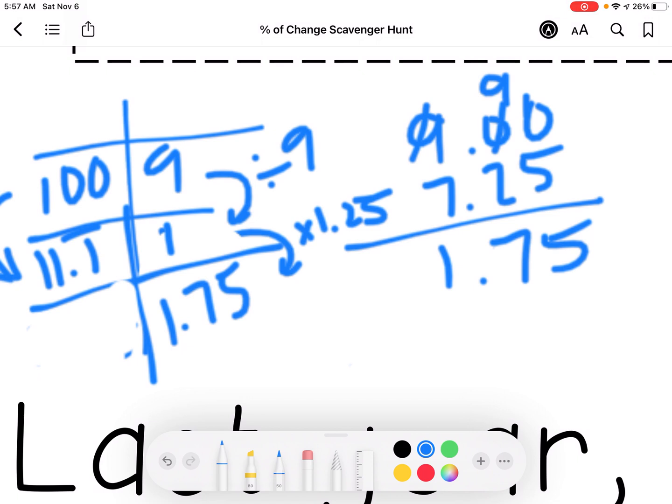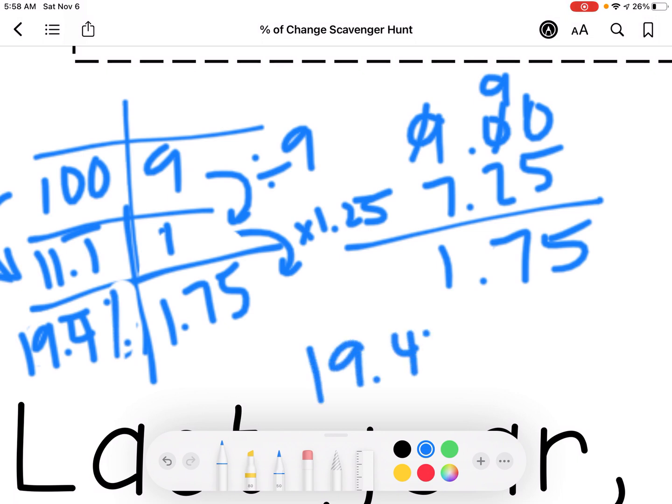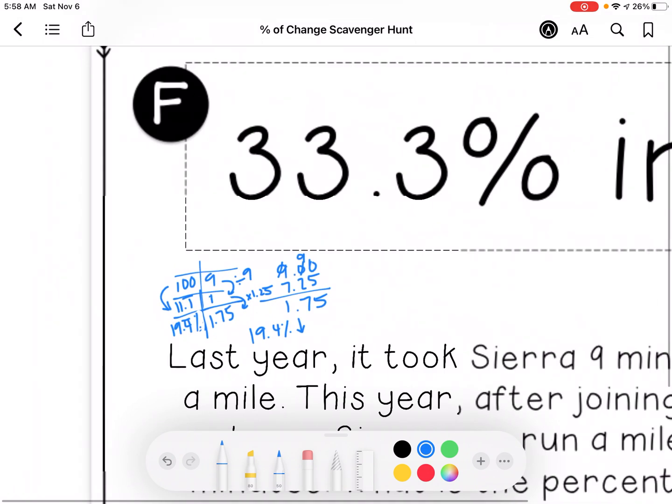Okay, so I'm going to do 100 divided by 9 in my calculator. And now I'm going to multiply by 1.75. There we go. Now I get 19.4 repeating percent. So it's a 19.4% decrease.